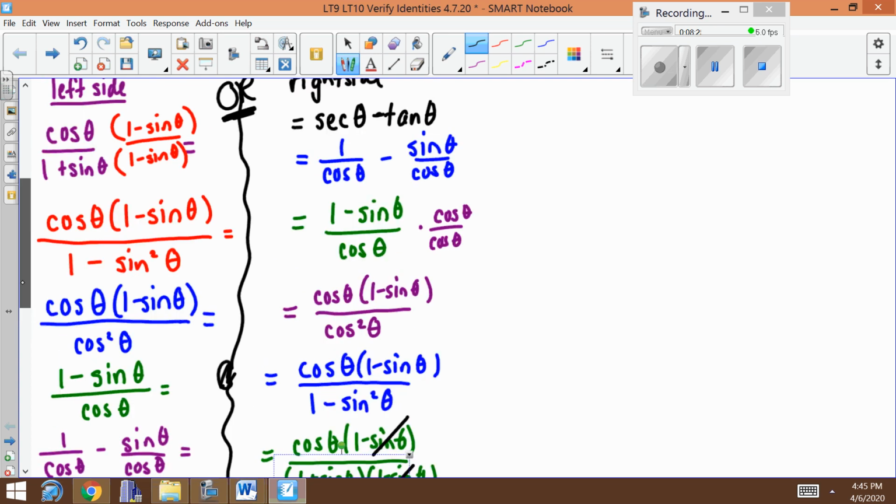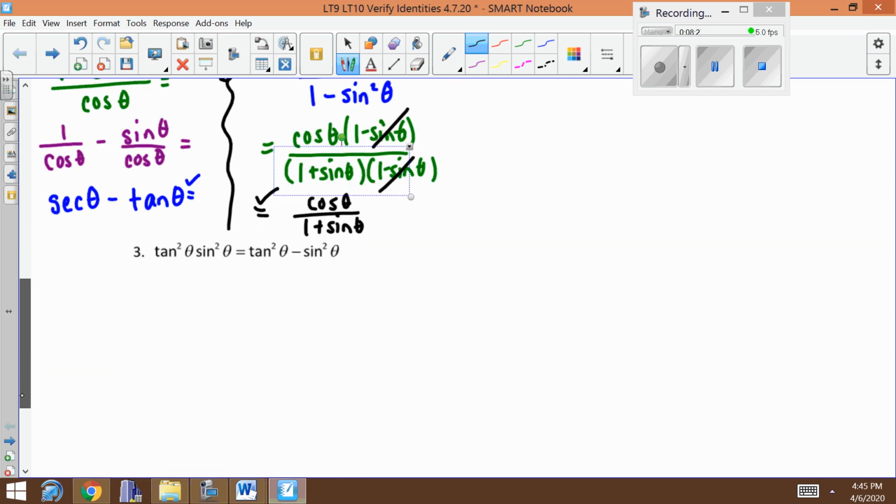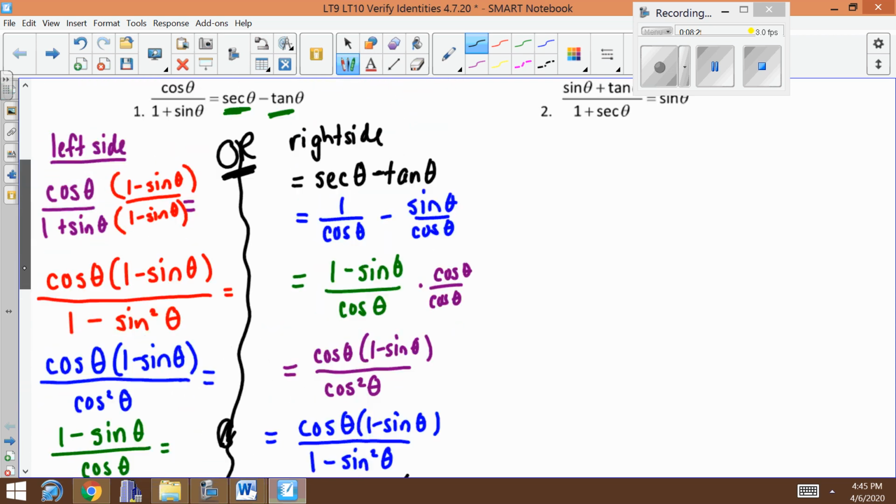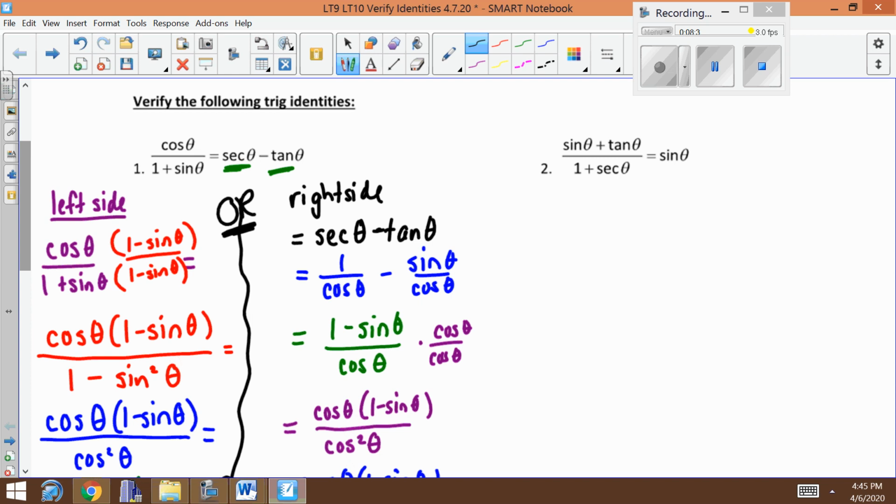So I want you to look at number 2 and number 3. Number 2, there's again a couple different ways to go about it. You probably want to tackle the left-hand side since that's more complicated. But again, there's actually a couple options. You can change things into sine and cosine and work from there. You can look at that denominator and do something similar to what I did on the left-hand side.